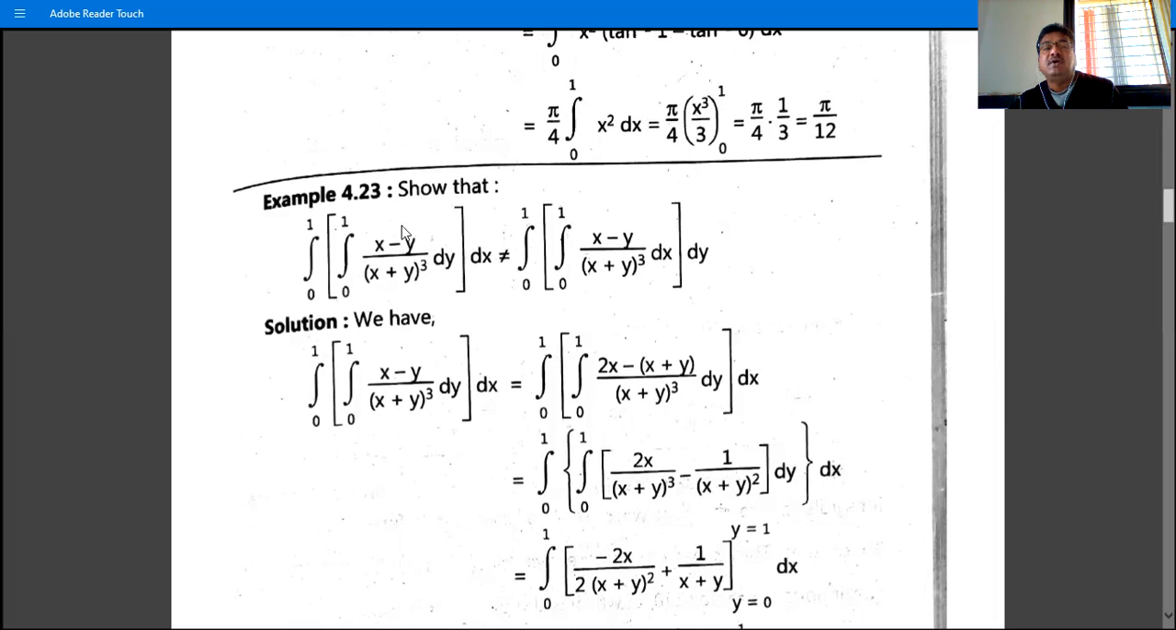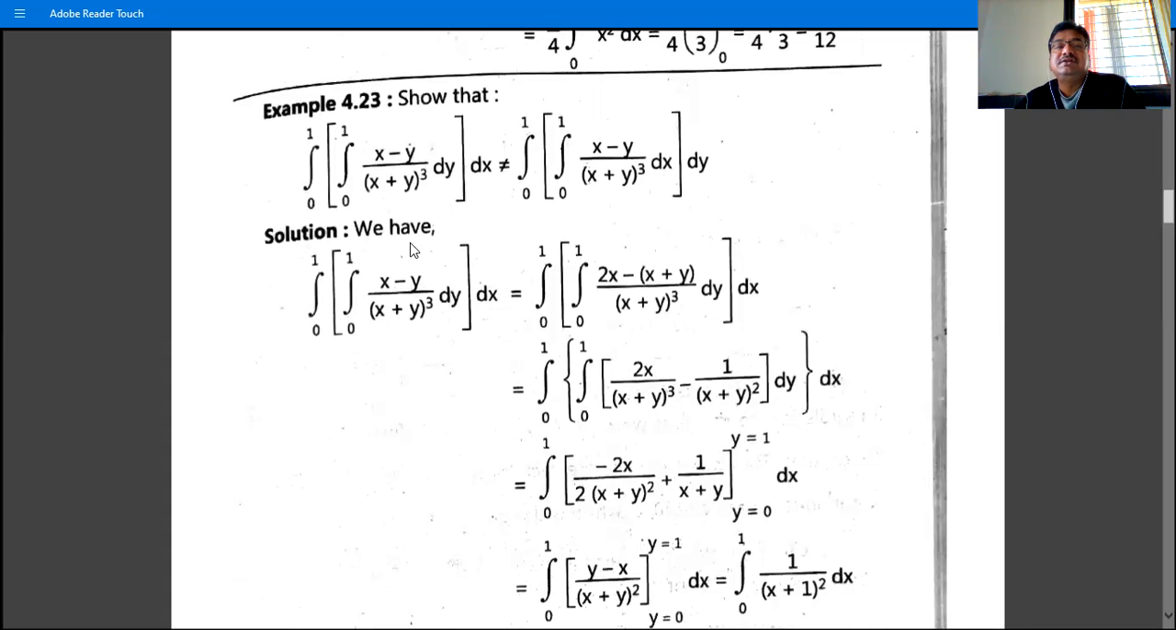That is, we have to solve the LHS by integrating with respect to y first, and we have to find the value of the RHS by integrating with respect to x first. The limits are constant, but the answers are different. Why? Because this function is not continuous over that rectangle. So we have to solve this example. Now we will find the value of the LHS separately and the RHS separately.